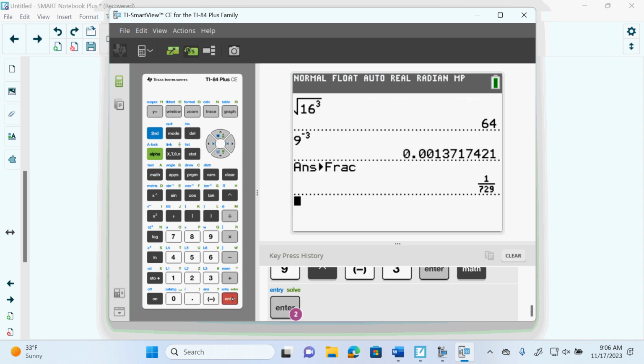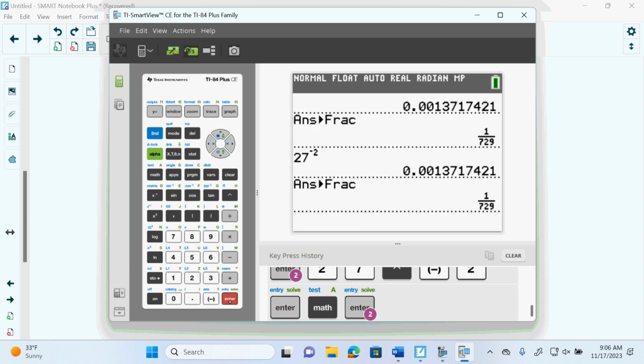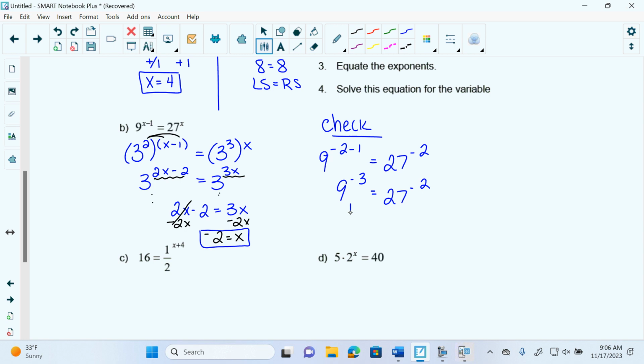Right? And then I have 27 to the negative 2. And I go math, enter, enter. 1 over 729. I don't ever want to write a rounded decimal as my check. I want to write 1 over 729. And you guys can do this algebraically anyways. You can go 9 to the 3 is 729. Okay, well I have to drop it to the bottom to make it positive, so it's 1 over 729, right? 27 to the 2 is 729, so that's 1 over 729.